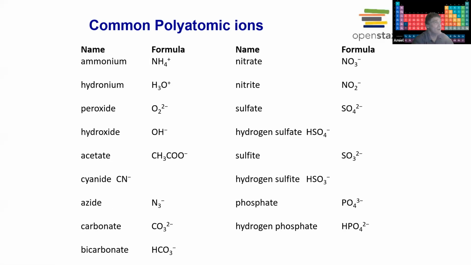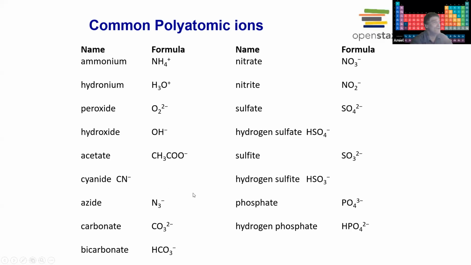Here is a nice, very long list, which you should also have handy with you when doing homeworks and taking exams. I will try to put these as separate tables for you on Blackboard. Ammonium, NH4+, hydronium, H3O+, peroxide, O2-, hydroxide, OH-. Don't forget when using these formulas to include the charge. It's not just OH, it's OH-. It's a polyatomic oxyanion.